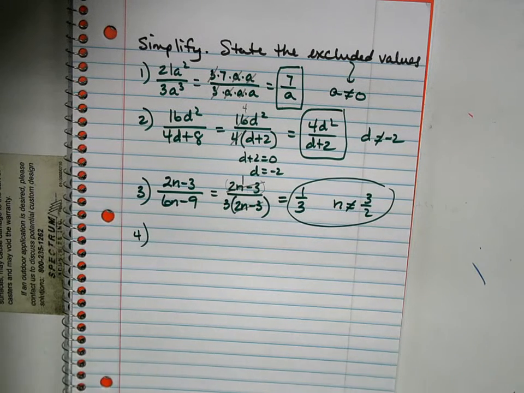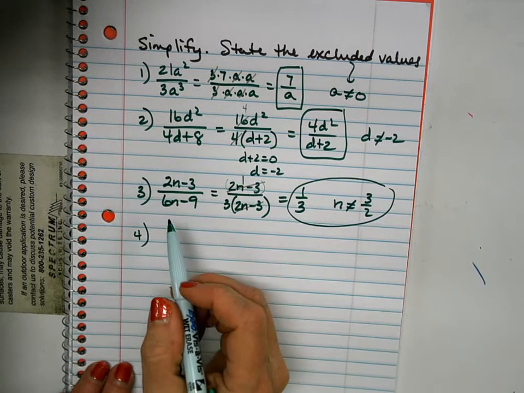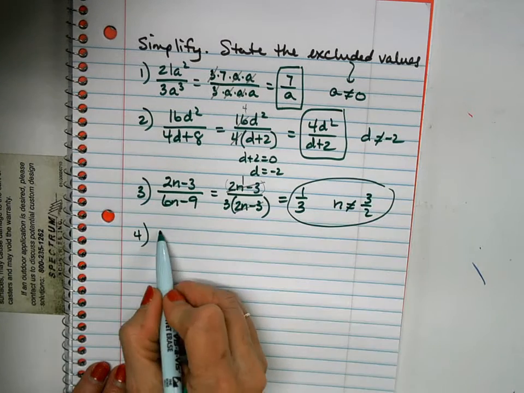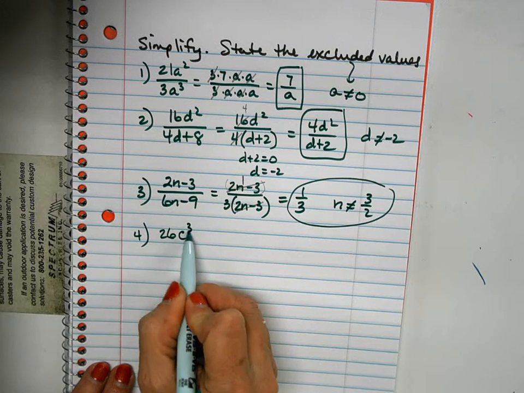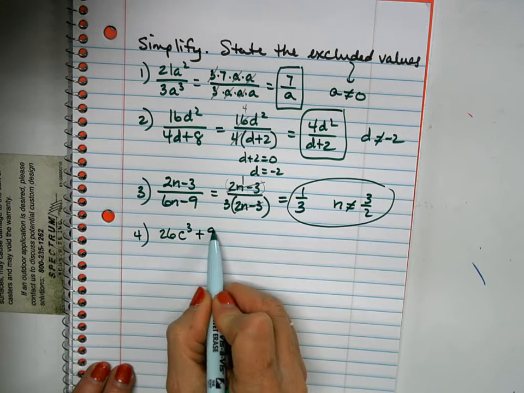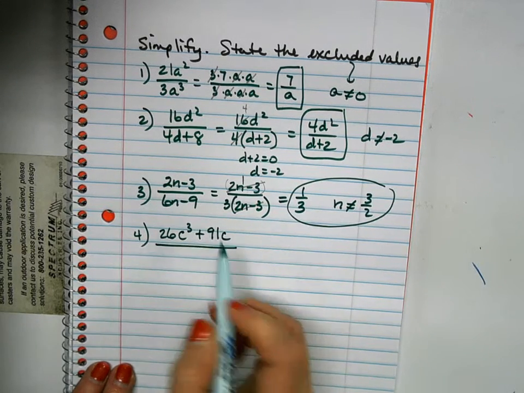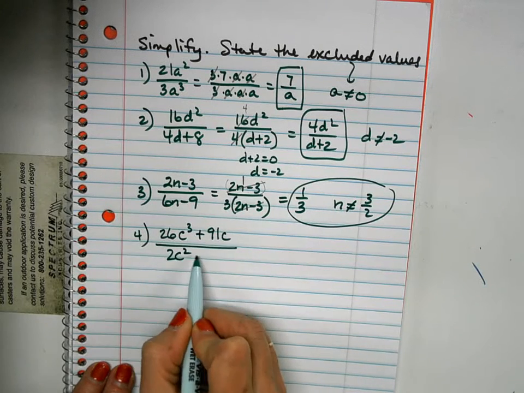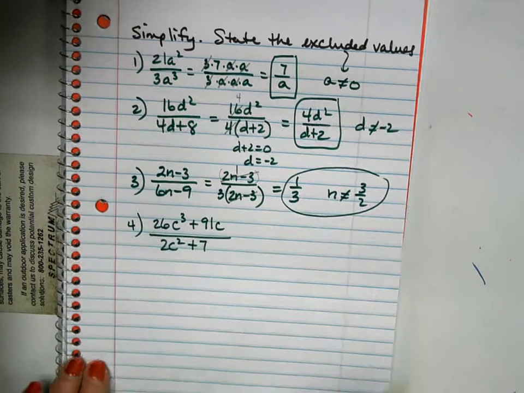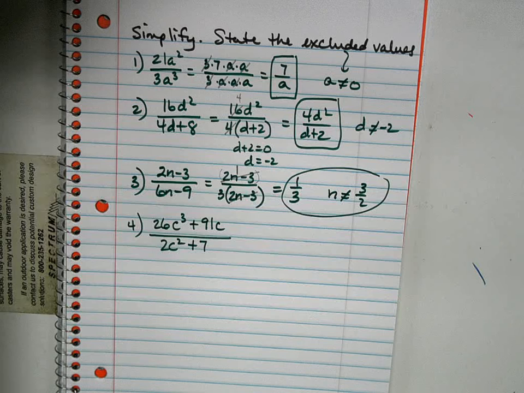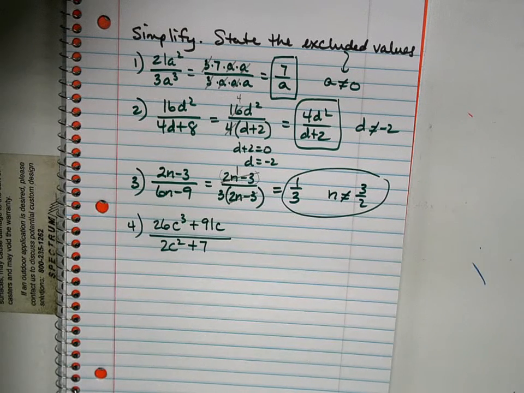All right, let's try a little more difficult. 26c cubed plus 91c all over 2c squared plus 7. Okay. So right now, can we reduce anything? No. Nothing can cancel here. Because of these plus signs, I can't do it yet. But we can factor the top.